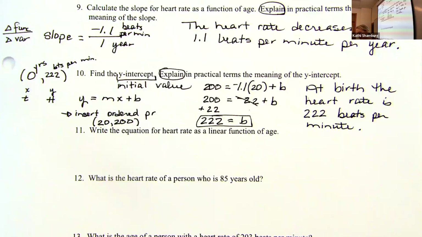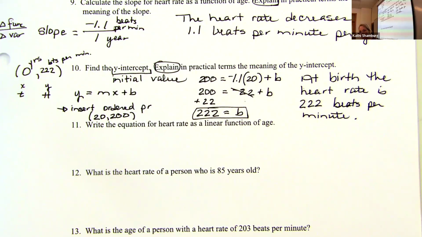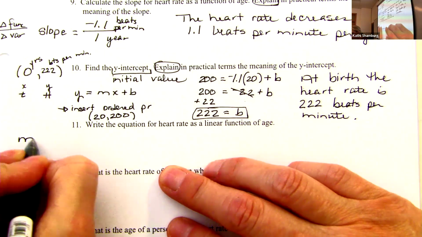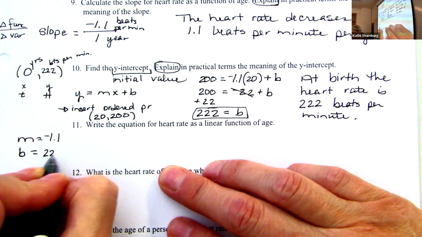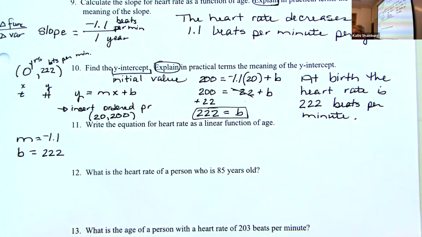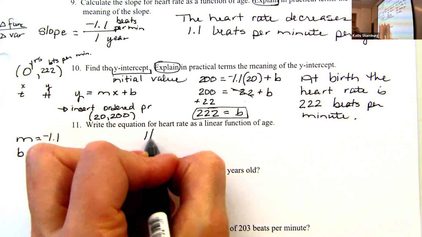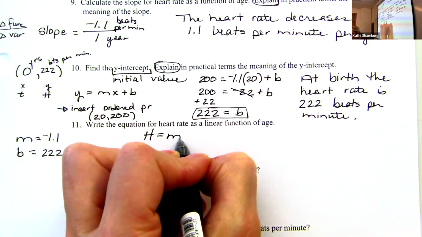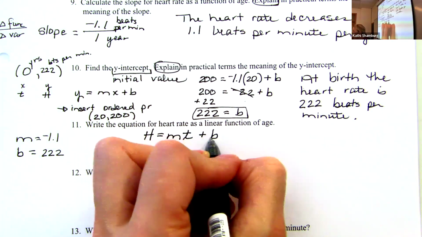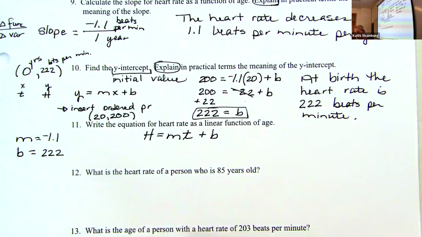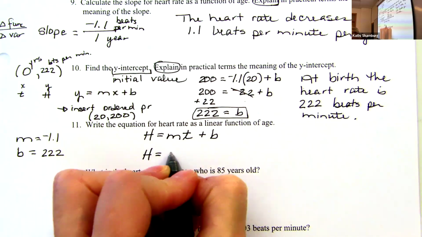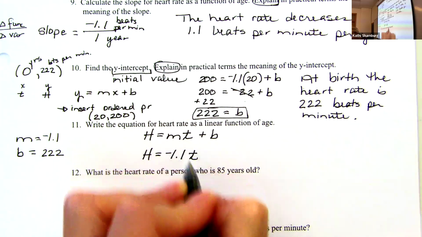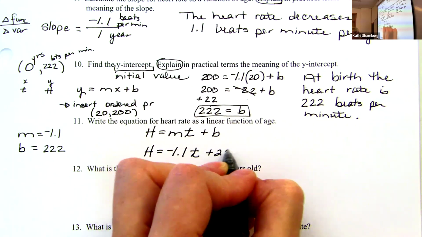All right, write the equation for heart rate as a linear function of age. Okay, so we now know the slope to be negative 1.1, and we now know the initial value to be 222. So our equation is going to be function h equals slope times variable t plus initial value. And these are the only two numbers that you will put back in. So h equals negative 1.1 t plus 222.